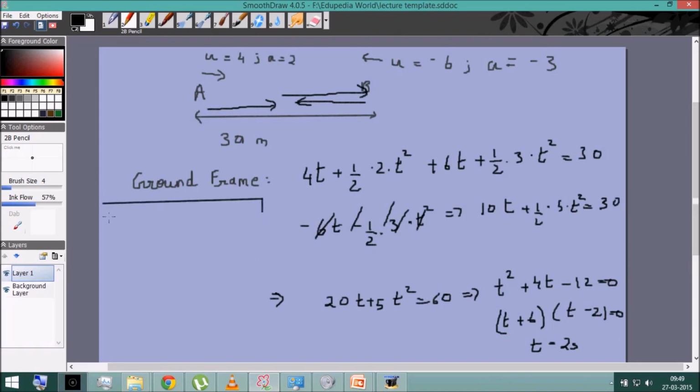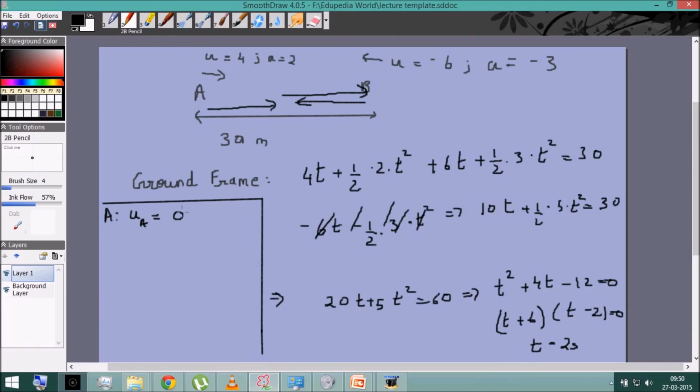I'm not going to solve it completely, I'm just going to show you that in the frame of A the equations are the same. So in the frame of A, u of A with respect to A is simply u of A minus velocity of A, which is 0. You can see that directly.